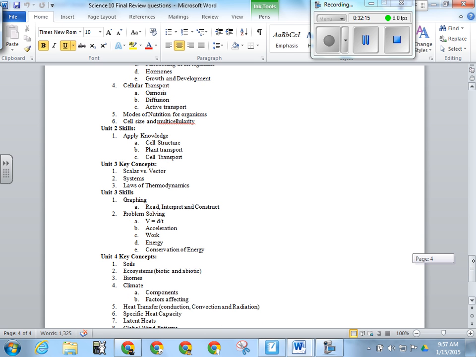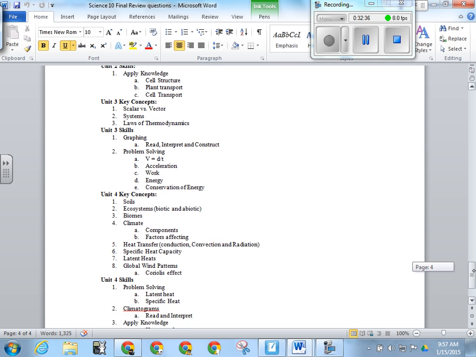Skills you got to show me: graphing, read, interpret, probably not so much construct, just read and interpret and calculate from there. Let's replace construct with calculate. Problem solving, we already talked about those: V equals D over T, acceleration, work, energy, and conservation of energy. And then for Unit 4, soils, ecosystems, biomes, climate, components and factors, heat transfer, specific heat capacity, latent heats. So those are all the key concepts.